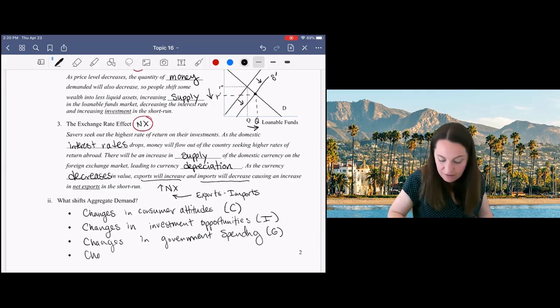And changes in what's happening around the world. What's happening in other countries is going to affect the foreign exchange market, and that's also going to affect what's happening to the value of our currency, to net exports, and then what's happening to aggregate demand.